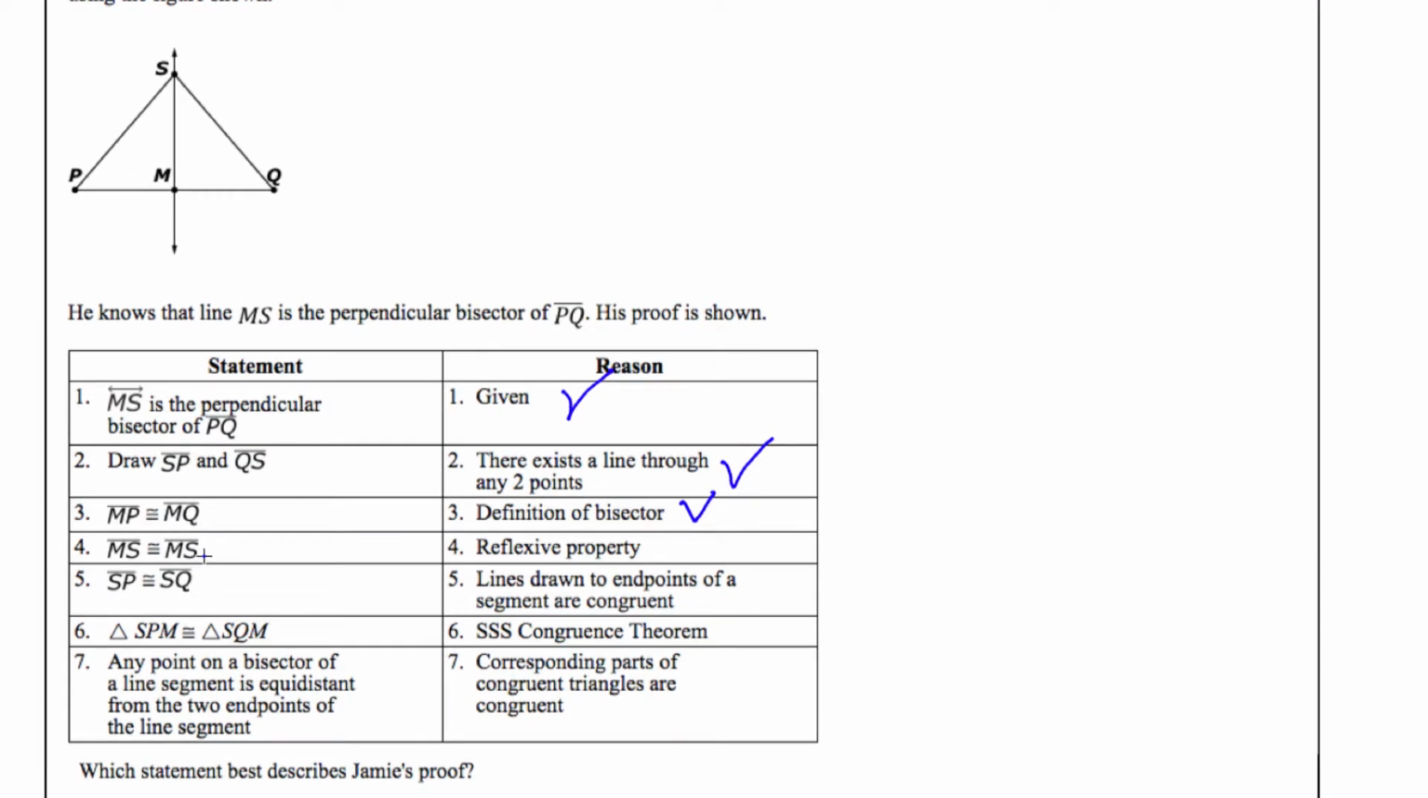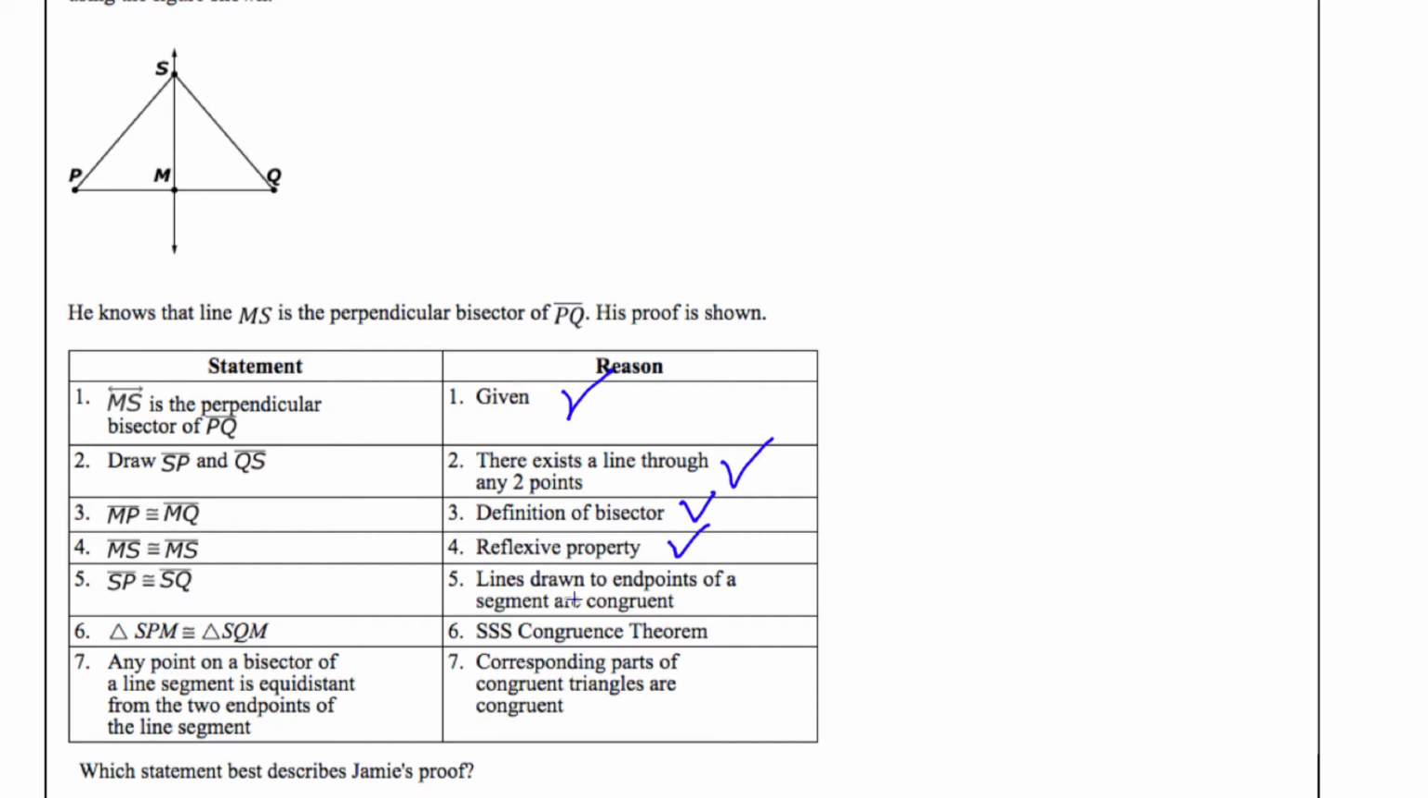Finally, MS and MS. X equals X, 1 equals 1. Yeah, it's pretty straightforward. It's called reflexive. It's kind of a dumb property, but it is helpful to mention that they are indeed equal to each other. And we're now saying SP and SQ are equal to each other.